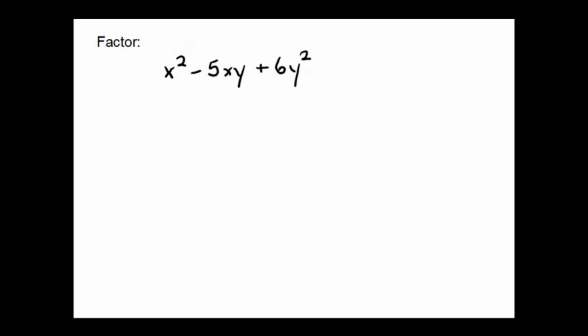Here's a trinomial with a little variation. It has 2 variables. We can still factor it with the same technique. We'll go ahead with our parentheses. And then we would do our signs. So we look at the last sign. It's positive. It says our signs will be alike. And we look back to see that they will both be negative.